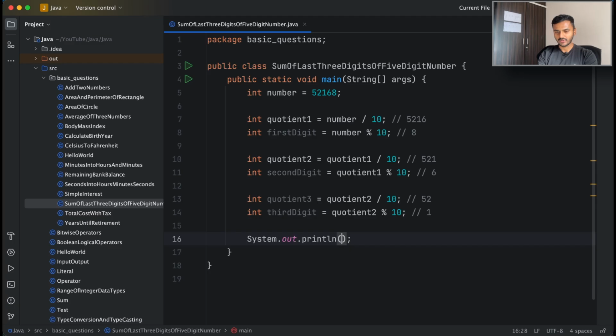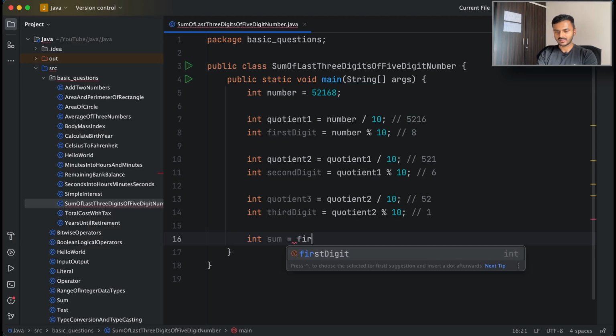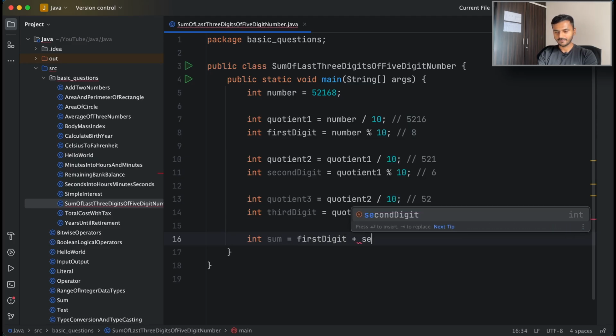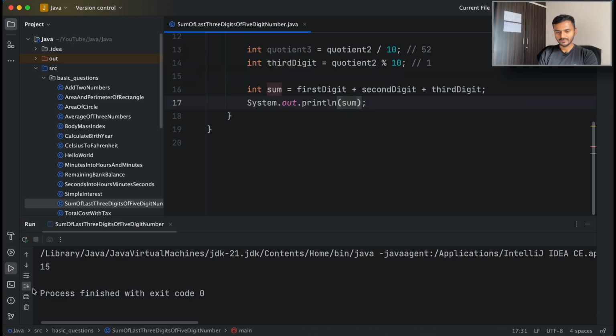Now, once we have these 3 digits, what we can do is add them up, right? Let's first of all have a separate variable where we find the sum. We'll say first digit plus second digit plus third digit. And here we'll say S out sum. And if I run the code, I get 15.